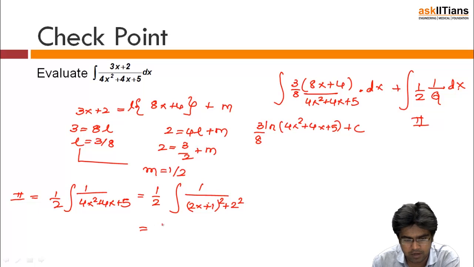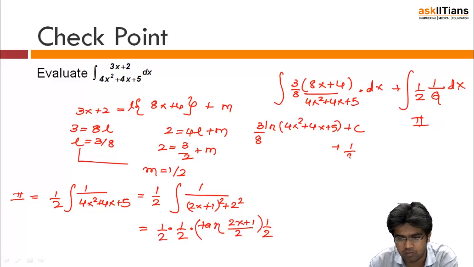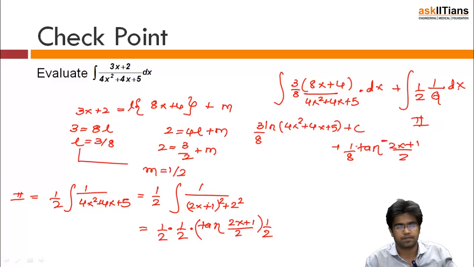So that means this is nothing but 1 by 2 into 1 upon a, that is a is 1 by 2, tan inverse x by a, that is 2x plus 1 divided by 2, but because there is a 2x, we need to divide by 1 by 2 as well. So the second integral becomes actually 1 upon 8 tan inverse 2x plus 1 by 2. So that's how simple it is. Although it may seem lengthy, the concept is easy, and if you are constructive, you will get each and every step by yourself, and that's how you can solve it.